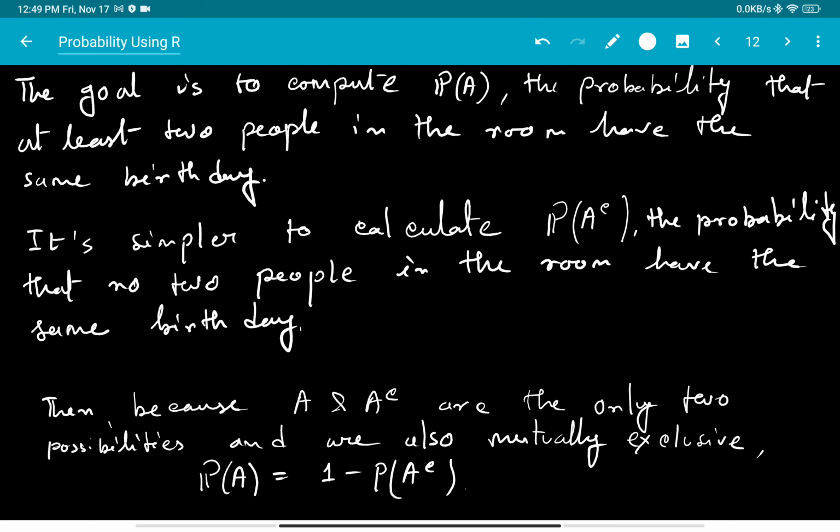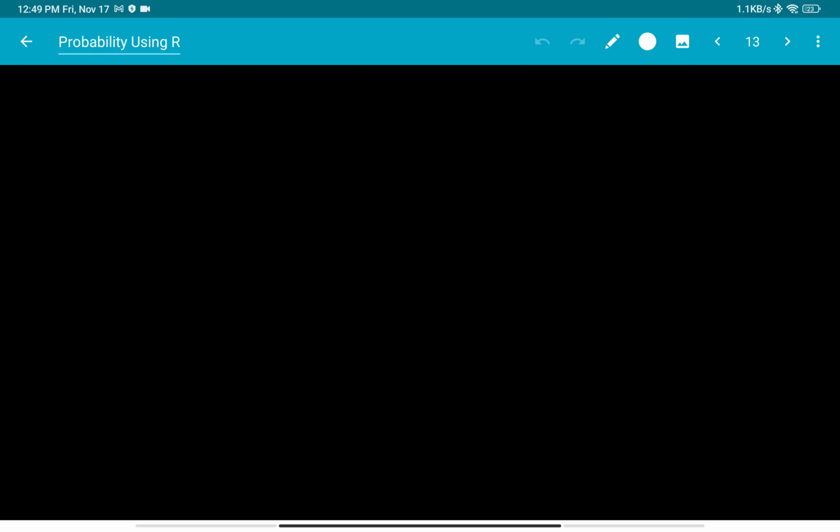Okay, so here is the calculation of probability of A for 23 people.